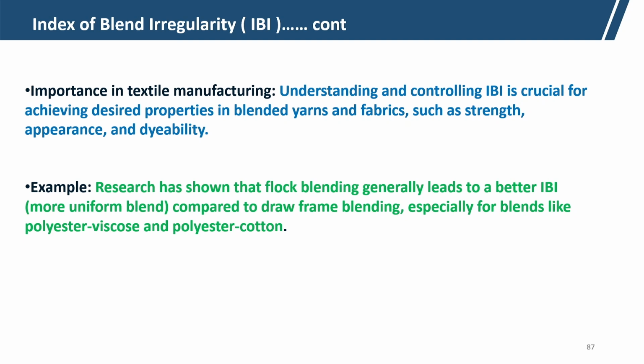Research has shown that flock blending generally leads to a better IBI, that means it reduces the IBI, giving more uniform blending compared to draw frame blending, especially for blends like polyester viscose or polyester cotton. So, flock blending is very good, and draw frame blending will definitely have a higher IBI value.